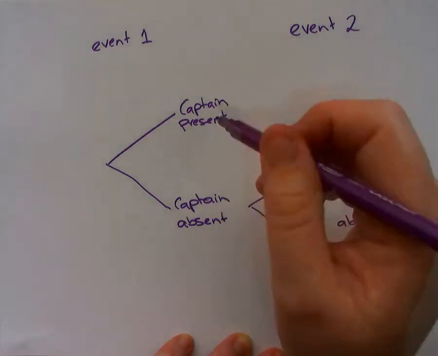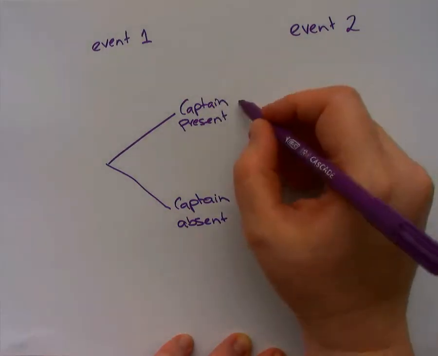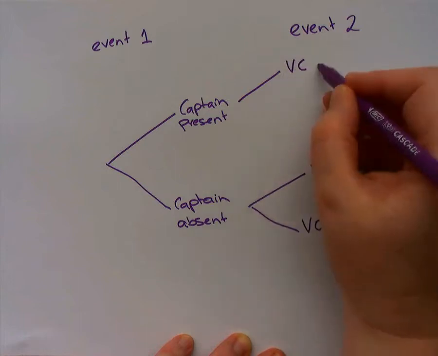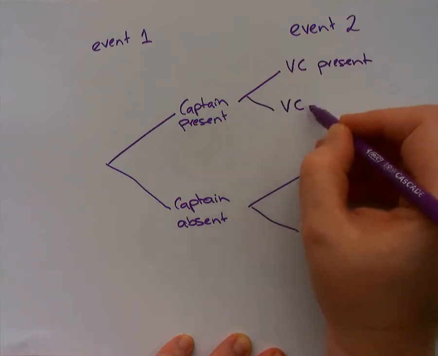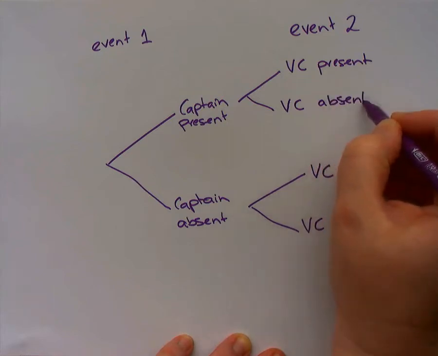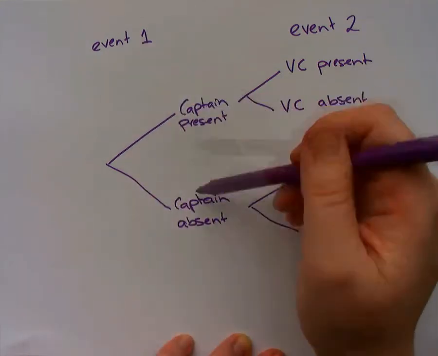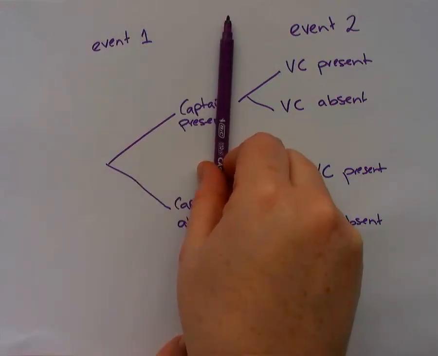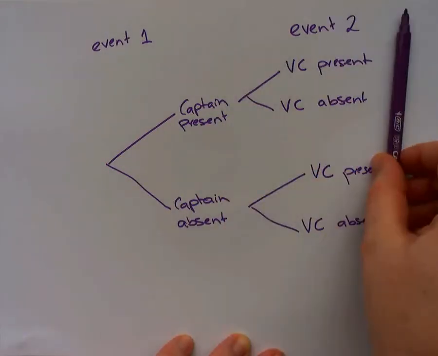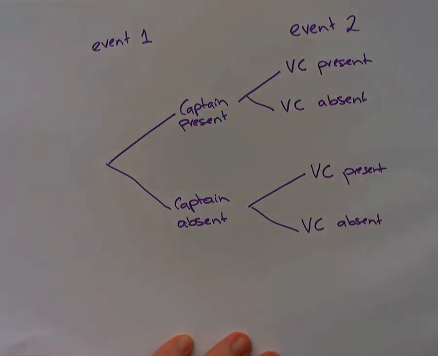And that could also be true if the captain is present. So if the captain is present, the vice captain can also be present, or the vice captain could be absent. The first event is about whether the captain's present or not. That's that first section. Then the next level is looking at whether or not the vice captain is present or absent. So that's our two layers of the tree. Then we've got some numbers that we need to put on there.